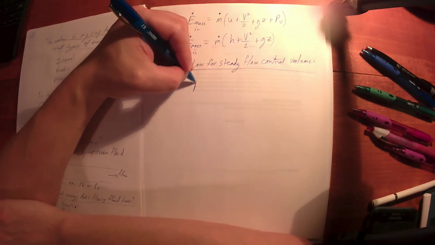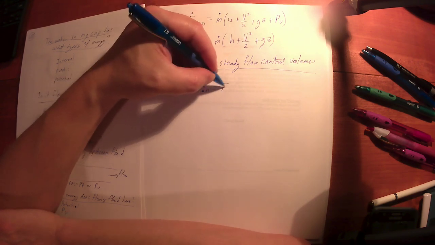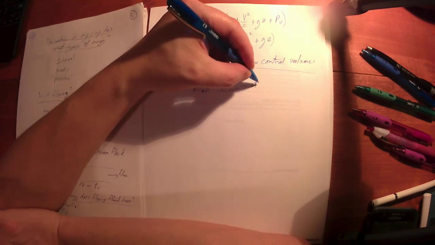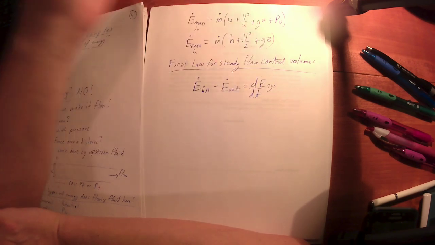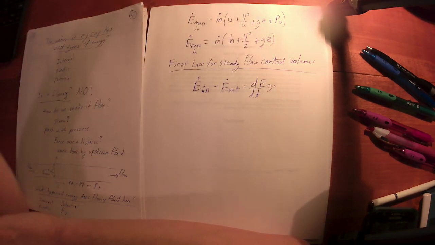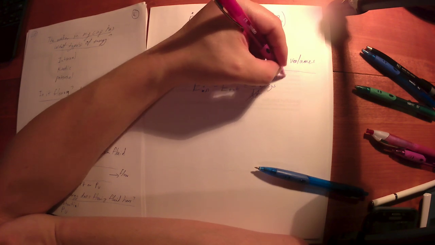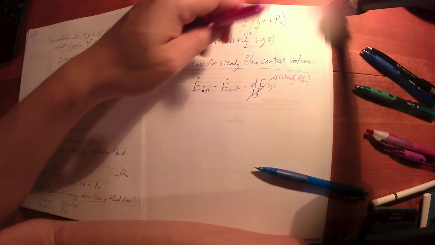Well, the pure, unadulterated first law says that the total rate of energy in minus the total rate of energy out, E dot in minus E dot out, equals dE/dt, the change in the energy for our system with respect to time. Now, if it's steady flow, that differential goes to 0.